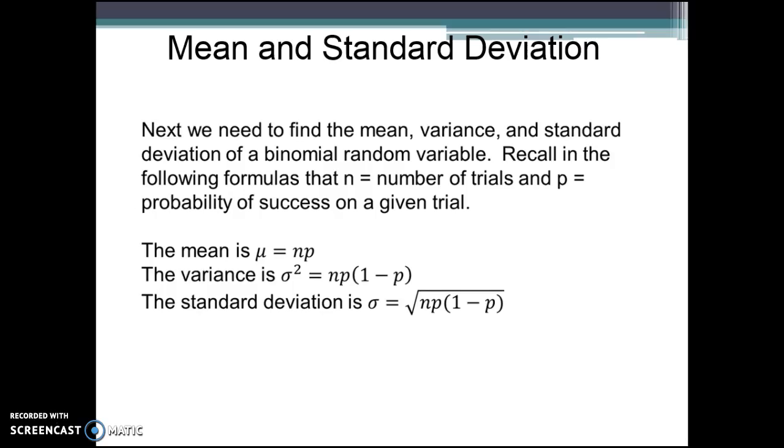All right, so next we need to do the mean and standard deviation. These are just formulas. So the mean, this formula is for the mean of a binomial distribution. Okay, so mu is just n times p. The variance, sigma squared, is just n times p times 1 minus p. And then to get the standard deviation, you just take the square root of that.